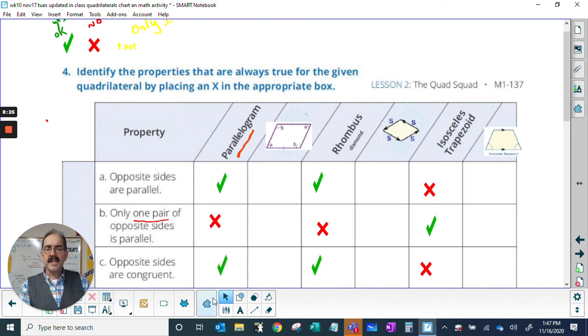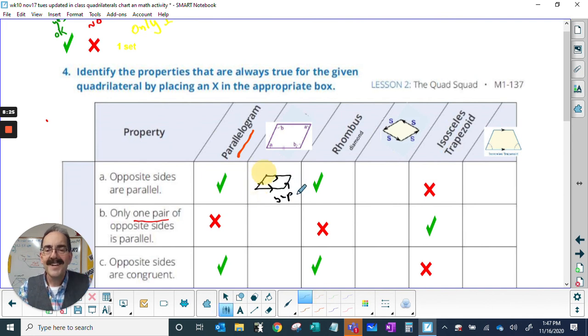Now, the reason I drew this out the way I did is because sometimes it's nice to be able to draw it to see. Because if you can find one example where it's not true, if you can find one example that's not true, okay, so opposite sides parallel. Yep, yep, yep, yep. All right, so hopefully that was helpful.